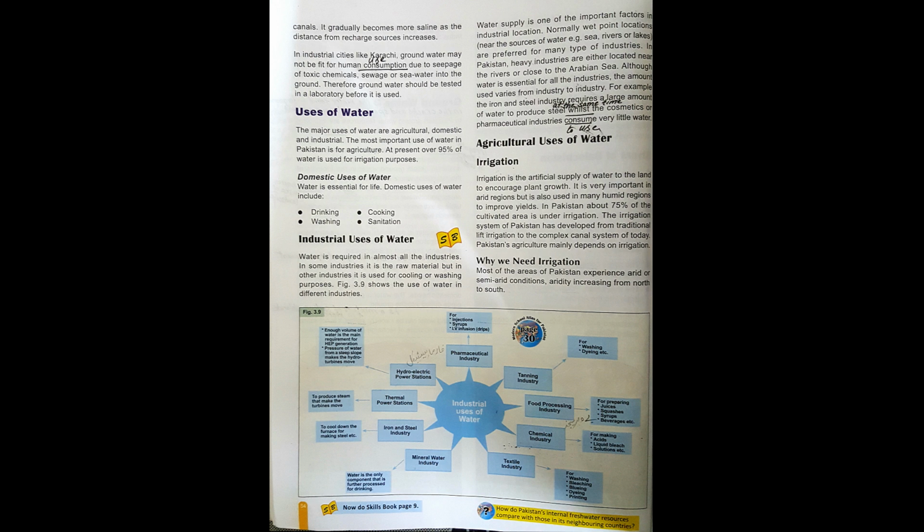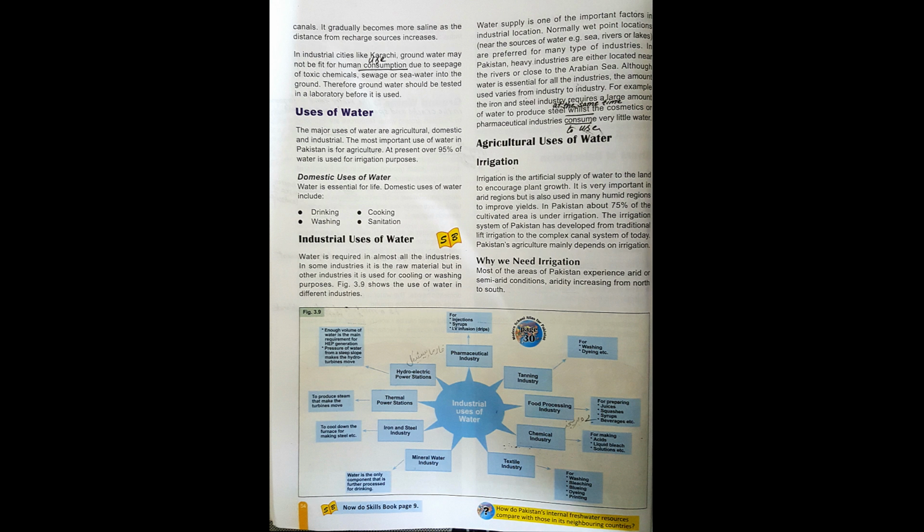Uses of water. The major uses of water are agriculture, domestic and industrial. So there are three major uses of water, and they are agricultural, domestic and industrial. The most important use of water in Pakistan is for agriculture. At present, over 95% of water is used for irrigation purposes.